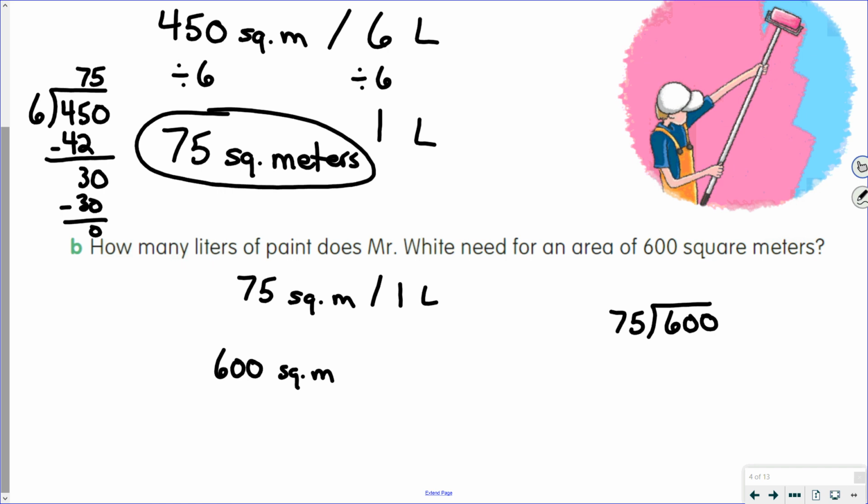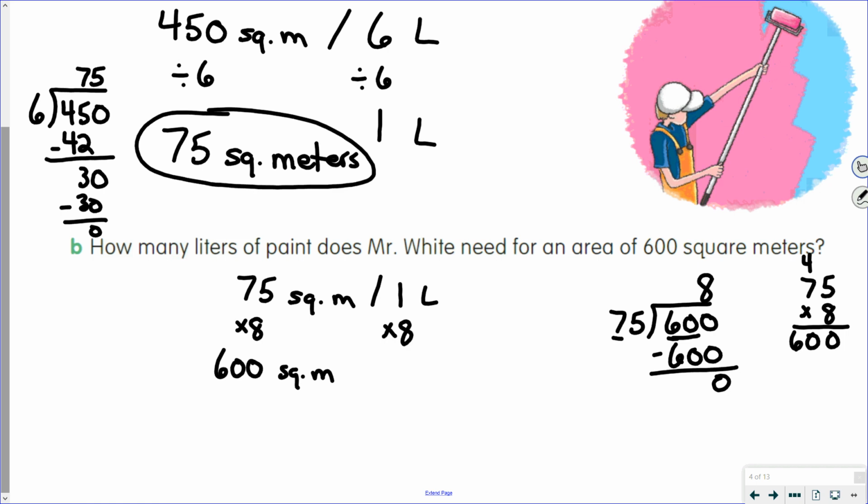One of our strategies from earlier this year, when the division is not jumping out to us, is to look at the first digits. 7 will not go into 6, but 7 would go into 60 and would go in 8 times. So if we go off to the side, we see if 75 times 8 works. 8 times 5 is 40. 8 times 7 is 56 plus 4 is 60. It does work. So we would multiply 75 times 8 to get 600. So we take 1 times 8 to get 8 liters.